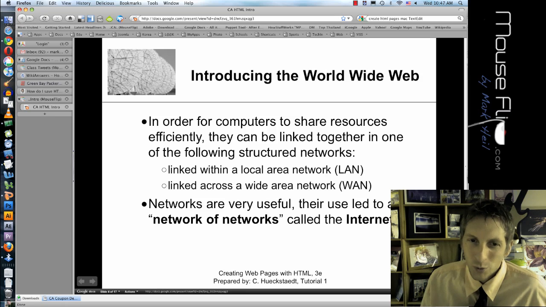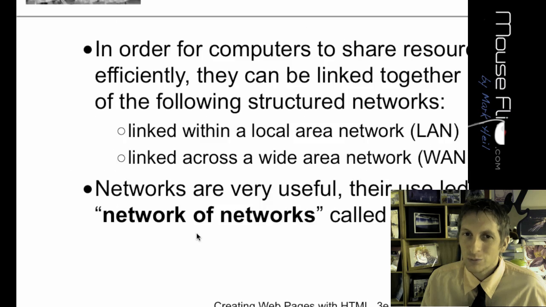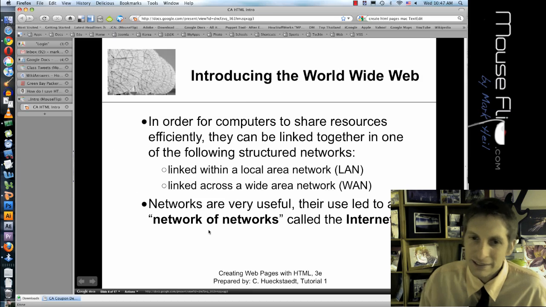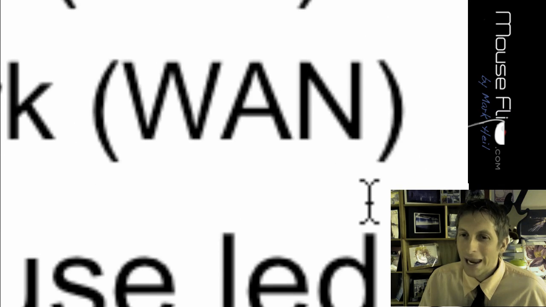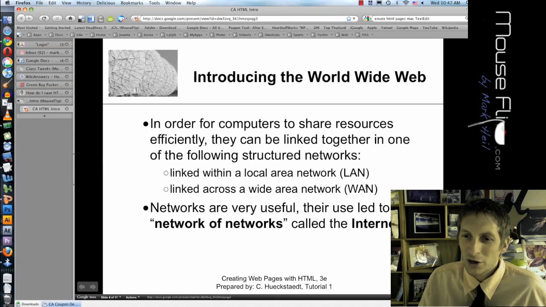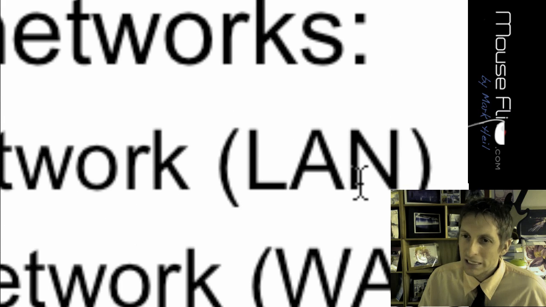First of all, the World Wide Web is basically networks. That's basically what the internet is, a network. Now there's two different types of networks. There's a WAN. What is a WAN? Wide Area Network, or a LAN, Local Area Network.